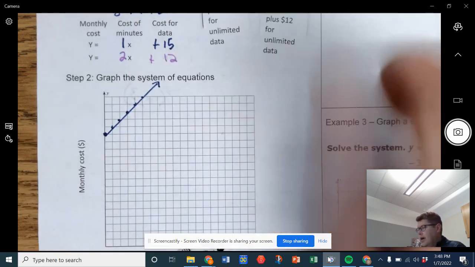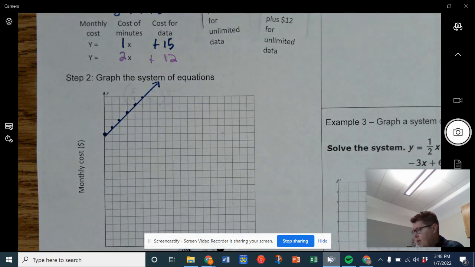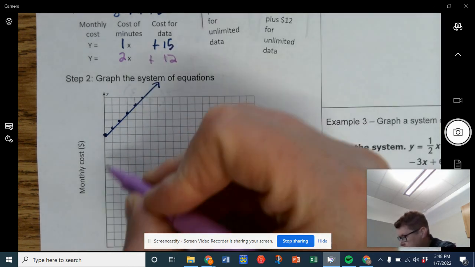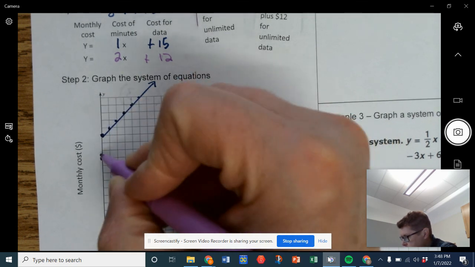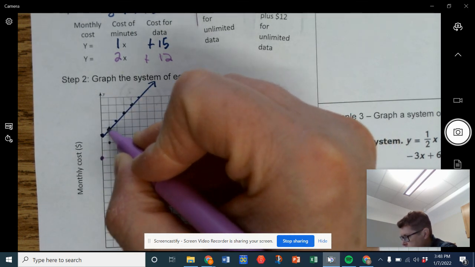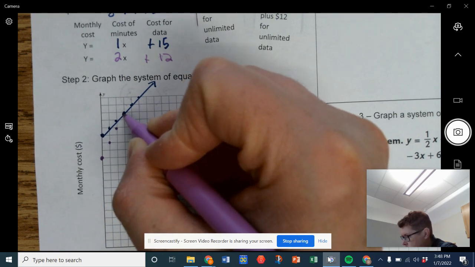Okay. All right. So that's our first one right there. Our second one is 2x plus 12. So we find 12, right? 15, 14, 13, 12. We can just work backwards. We go up 2 over 1, up 2 over 1, up 2 over 1, up 2 over 1.